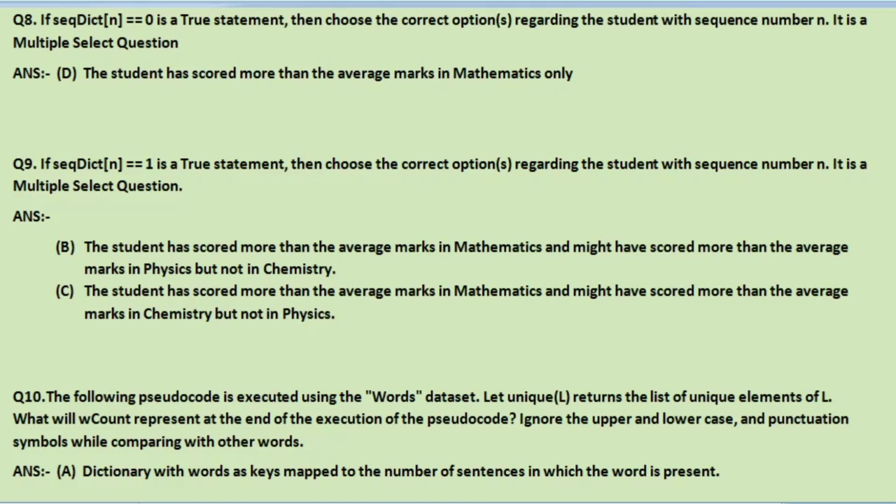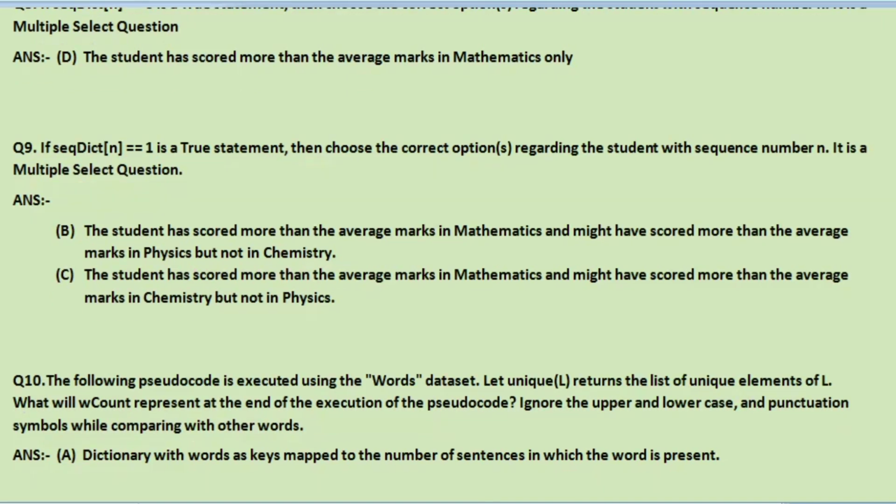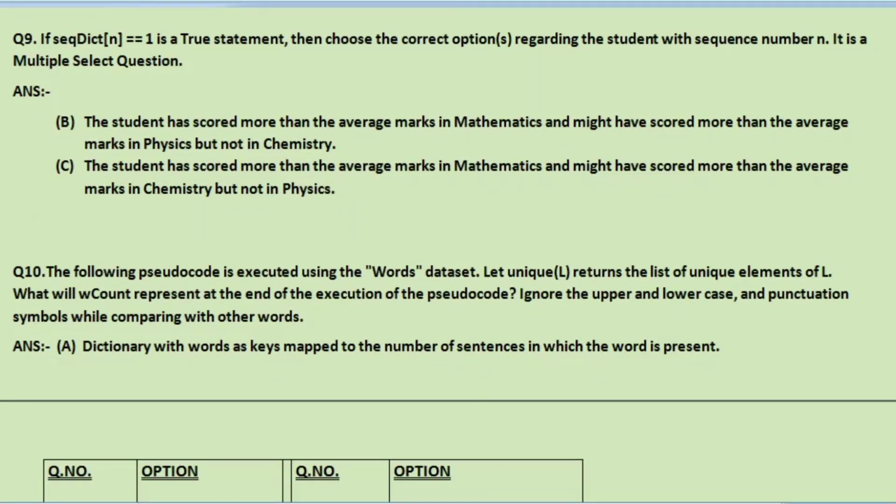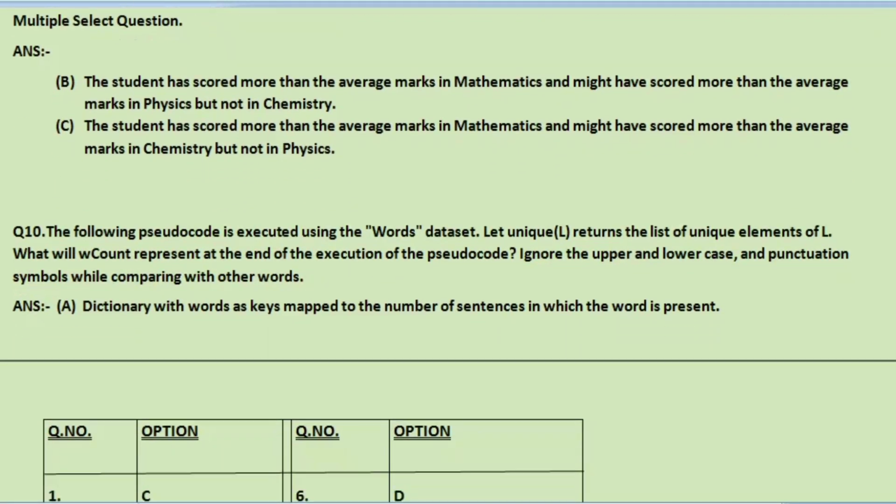Question 9 is, if sequence dict square bracket n equals 1 is true, then which will be the correct option? So options B and C, in which B states that the student has scored more than average marks in mathematics and might have scored more than average marks in physics but not in chemistry. Option C is the student has scored more than average marks in maths and might have scored more than average marks in chemistry but not in physics.